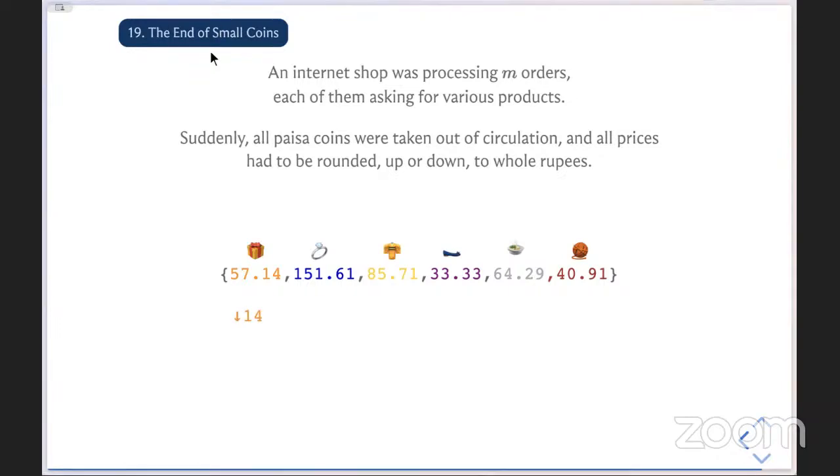So let's say we start by rounding down. I take off 14 paisa from the first one. I take off 61 paisa from the second item. Now, can I round down the third one as well if I don't want to change the order value by more than 1 rupee? No, so I have to round it up. It's a greedy kind of strategy. I have to round it up because if I had rounded down, I would have incurred a loss of more than 1 rupee. And I want to maintain as a running invariant that at any point of time, I haven't incurred a loss or a gain of more than 1 rupee.